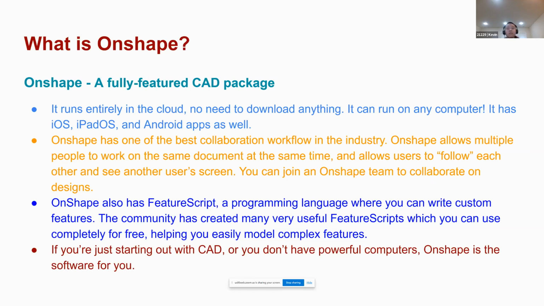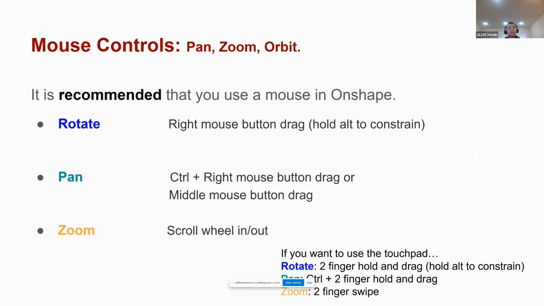Onshape has FeatureScript, a programming language where you can write custom features. The community has created many useful feature scripts, which you can use completely for free, which helps you easily model complex features such as gears. And if you're just starting out with CAD or you don't have powerful special computers, Onshape is a very good starting place for you. So I'll be going over some mouse controls in Onshape.